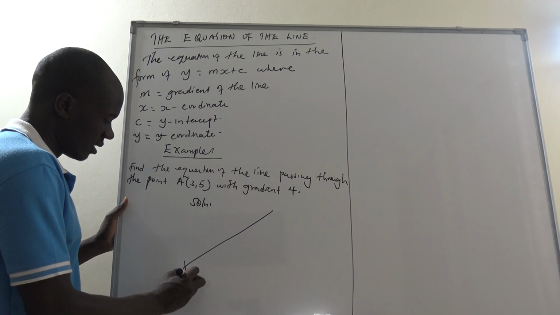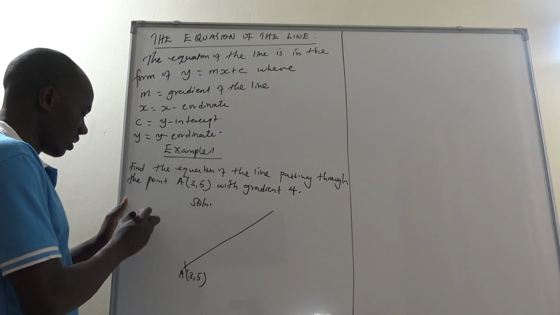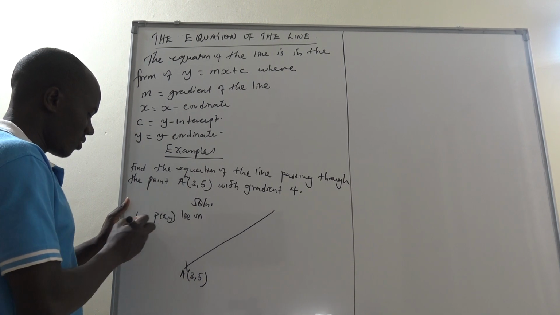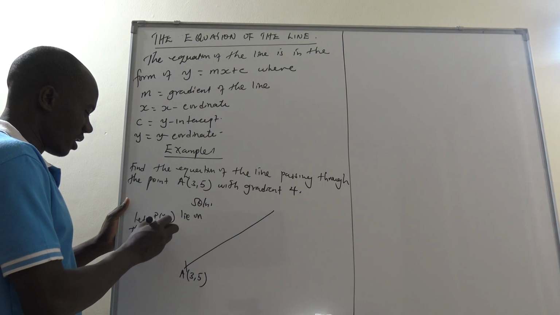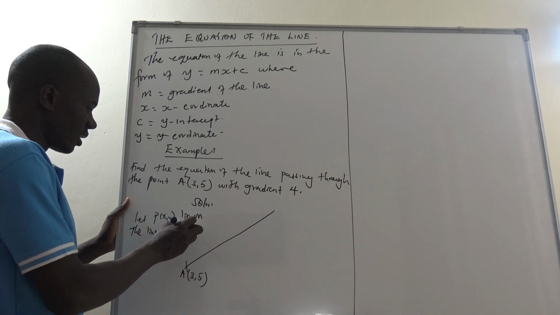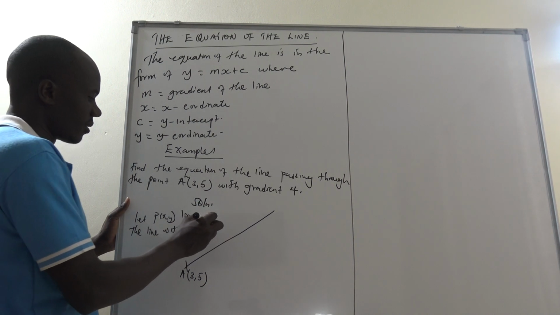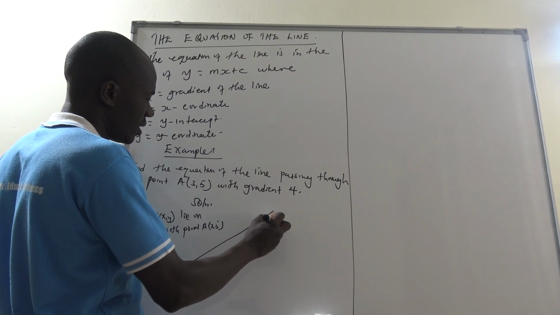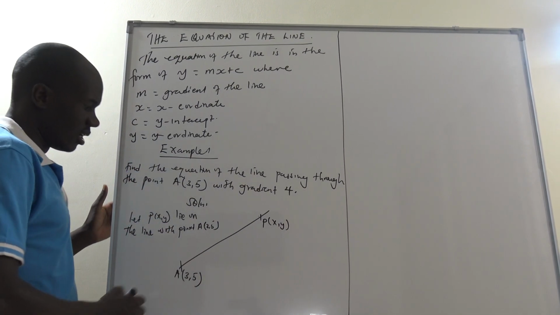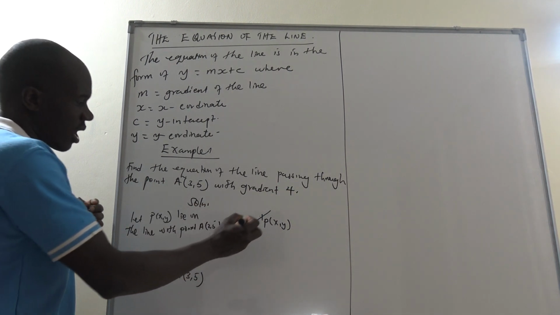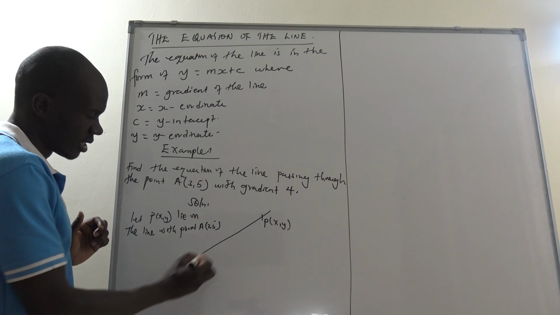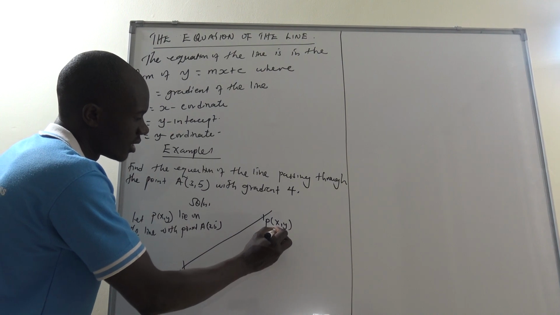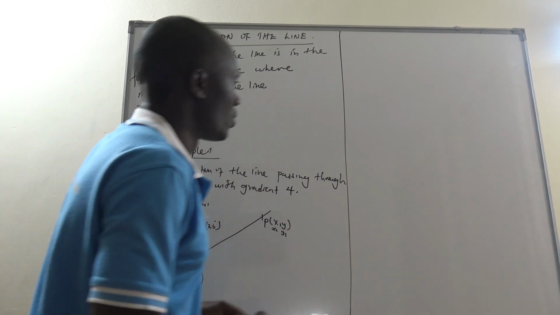point A is (3, 5), you can say let P(x, y) lie on the line with point A, which is (3, 5). So if this is point A, we are saying the point P is here, we are calling x and y. Let it also lie on that very line. So how do we get the gradient here? These are the 2 points. This is like x1, y1. This is x2, y2.